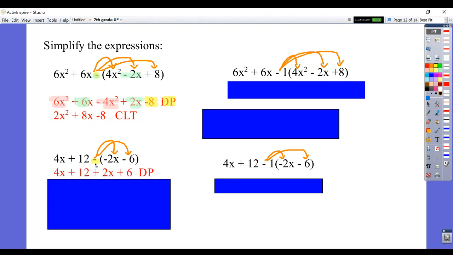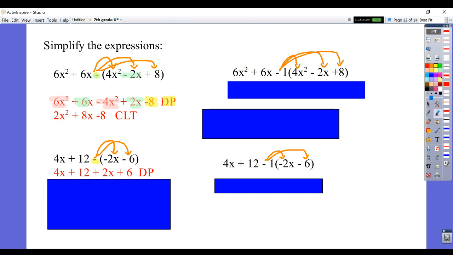But when we take that negative times -2x, we're going to get a plus 2x. So the negative times the negative gives us a positive 2x. And the negative times the -6 gives us a positive 6. All right, and again, you can see that either case here. -1 times -2x gives us a positive 2x. -1 times -6 gives us a positive 6. Or just negative times -2x is positive 2x. Negative times -6 is positive 6.